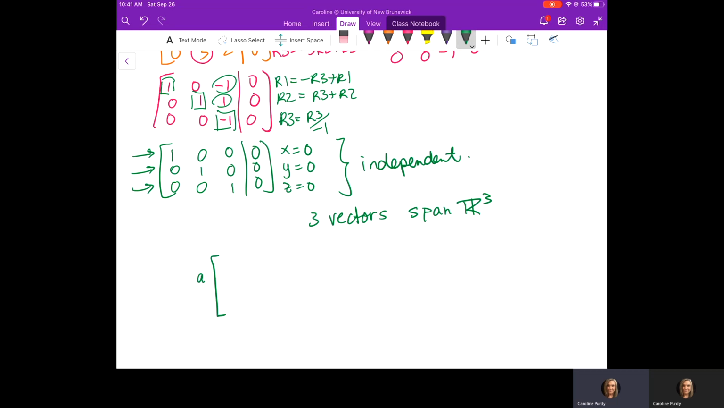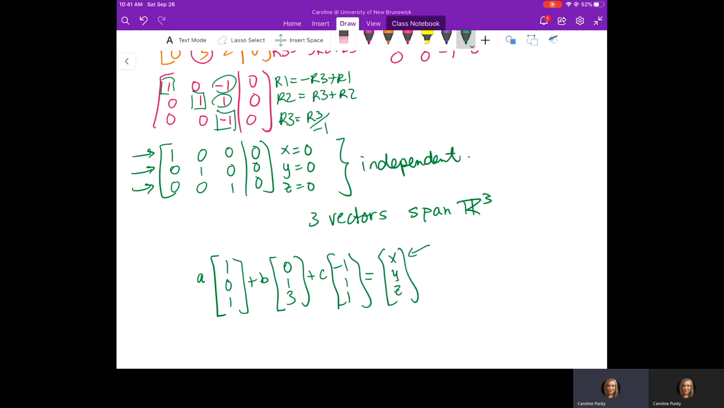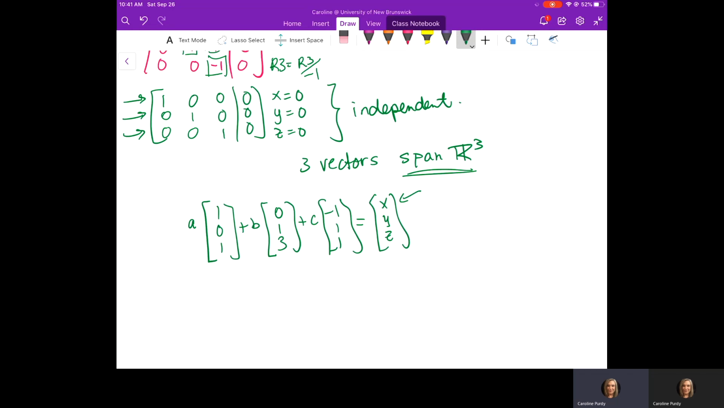That means that we can get any vector in R3 if we make a linear combination. So for example, if I took these vectors and I made a linear combination with them, and I put any vector at all over here, so I choose like an x, y, and a z, it will always have a solution. And so that's what it means when it spans R3. The span is sort of like a fan when you're opening up. You can get any vector at all from these three vectors. So that spans all of R3.